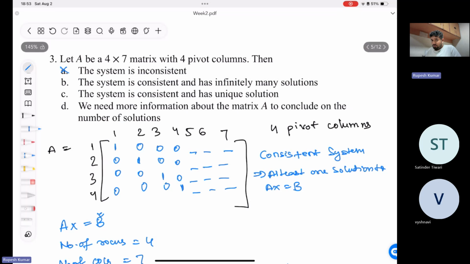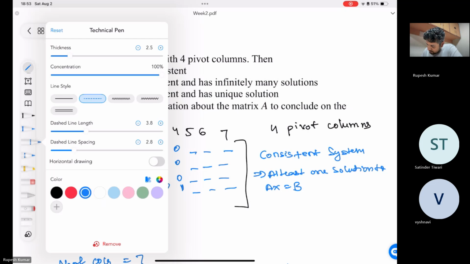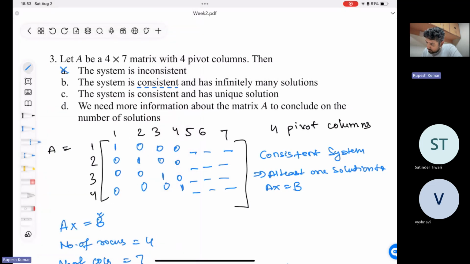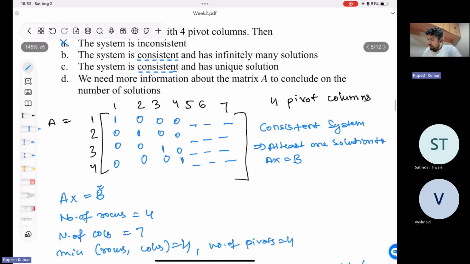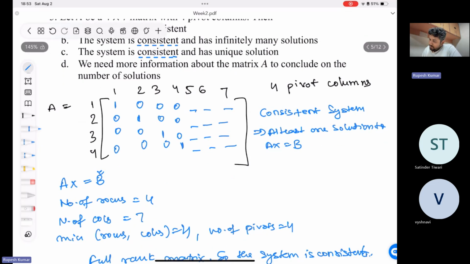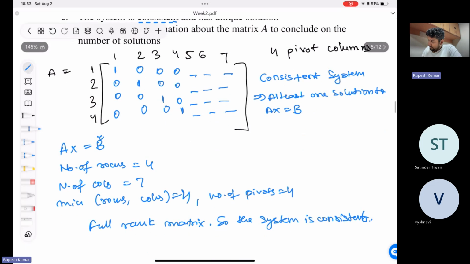Now we have to comment on whether it has infinitely many solutions or a unique solution. The first thing clarified is that it is a consistent system, which we are sure of. So any option that says consistent might be correct. Now what is the behavior? Does it have infinitely many solutions or only one unique solution? Let's look into this.